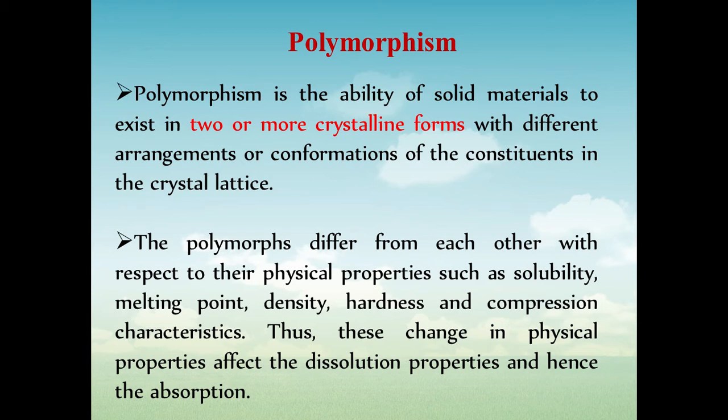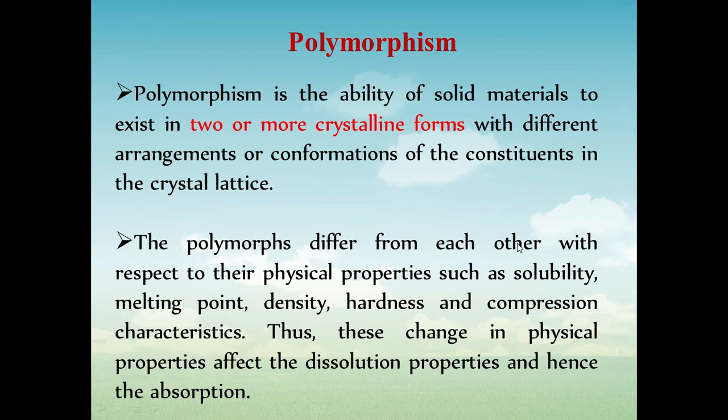The different polymorphs of the same drug can alter the physical properties of the drug, like solubility. It means if one drug has different polymorphs, then their solubility, melting point, density, hardness and compression characteristics are different. That's why it is very important to study the polymorphism of our drug.